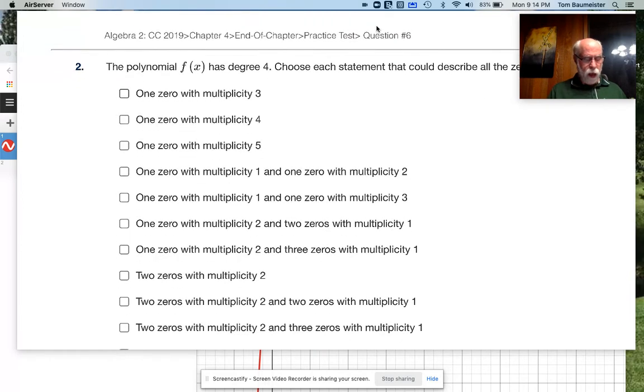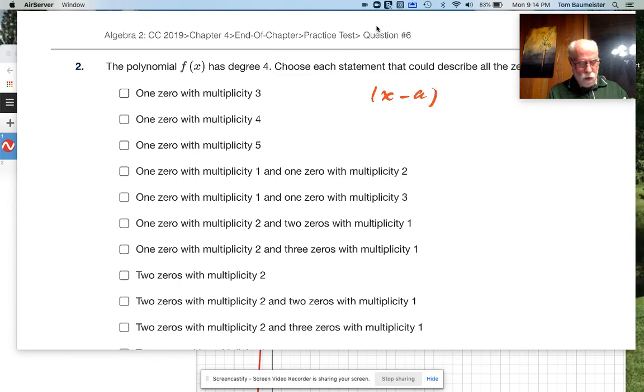The polynomial f of x has degree 4. Choose any statement that could describe all of the zeros of f. When I'm talking about something like that, I can start with x minus a raised to the 4th power. That would be 1 zero with a multiplicity of 4. Remember, what has to happen is the exponents have to add up to 4.